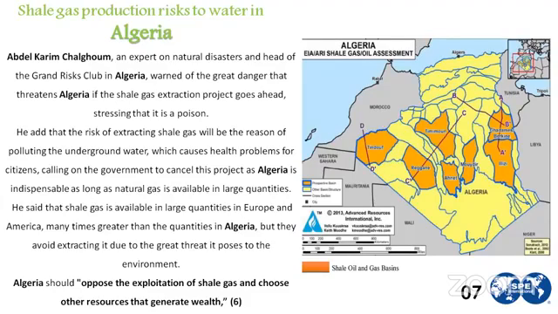He said that shale gas is available in large quantity in Europe and America, many times greater than the quantities in Algeria, but they avoid extracting it due to the great threat it poses to the ecosystem. So Algeria should oppose the exploitation of shale gas and choose other resources that generate wealth.